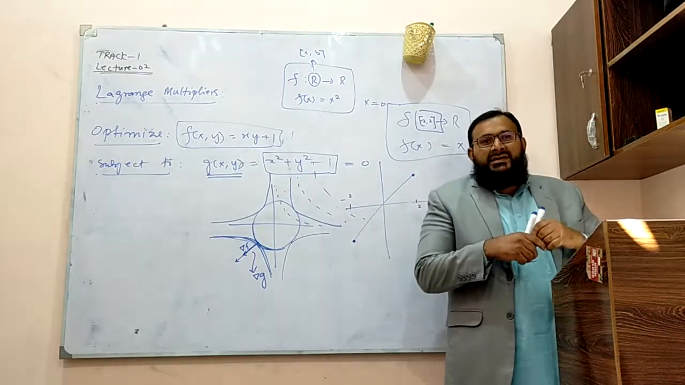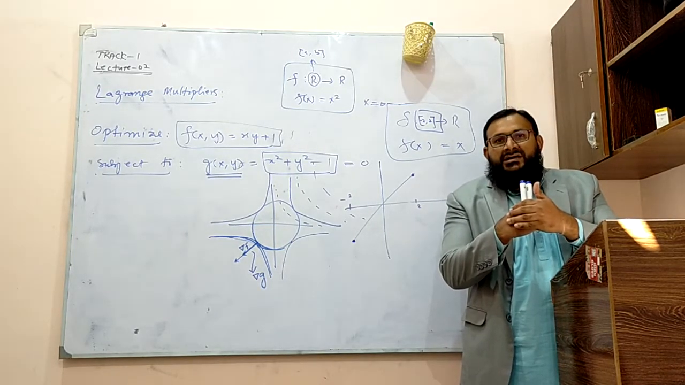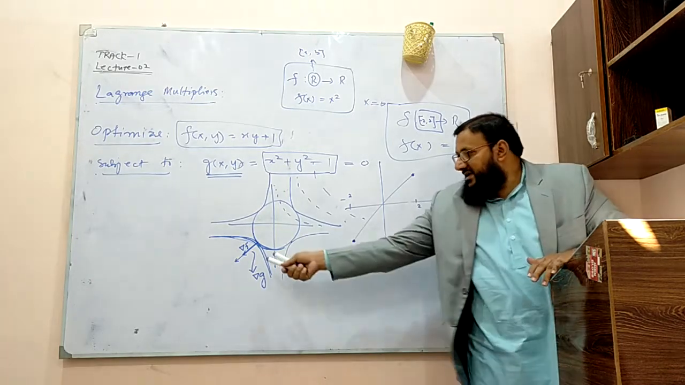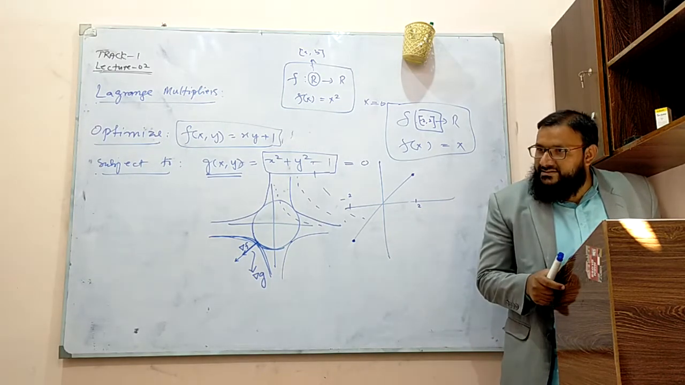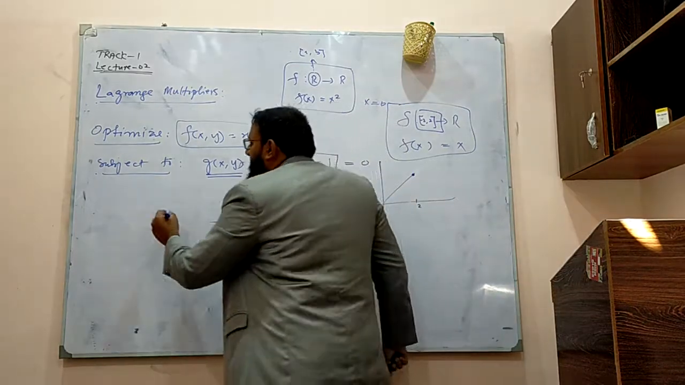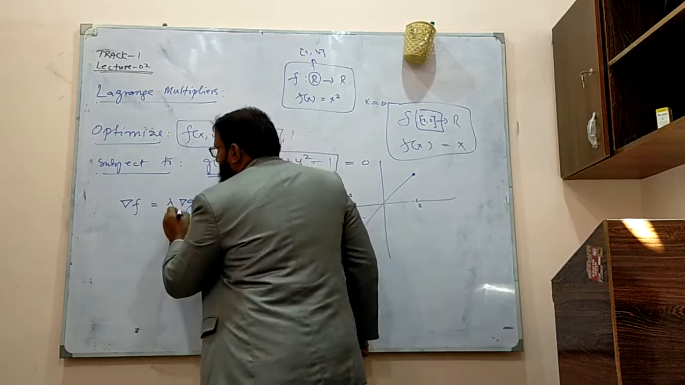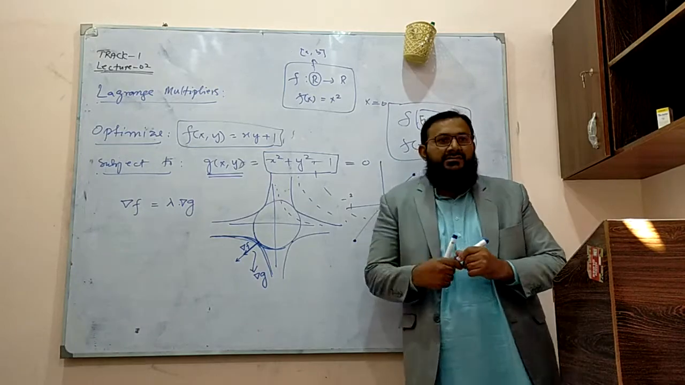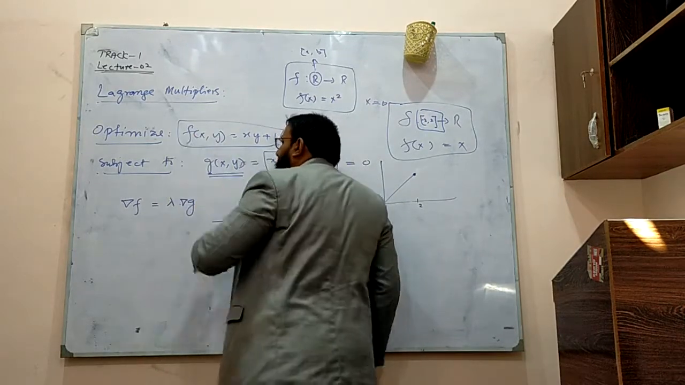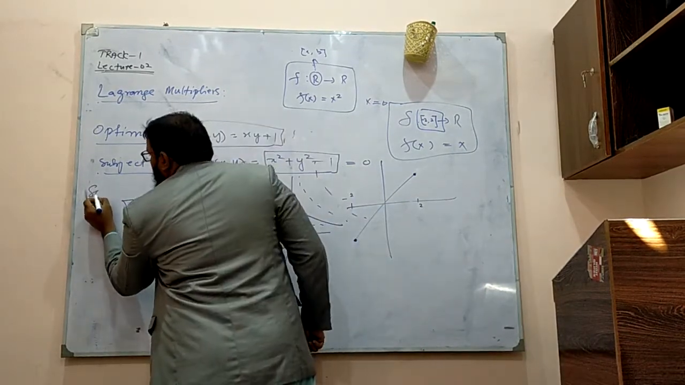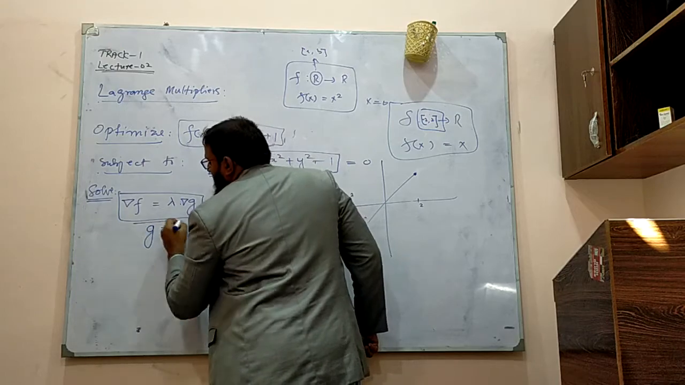Because the graphs are basically tangent to each other, the direction of their gradients will be similar. So the direction of del f and the direction of del g would be similar to each other. It means you can say that del f will be equal to del g times some constant. Let's name this constant lambda. So when you want to optimize this subject to this constraint, you basically solve this equation along with g equal to 0.